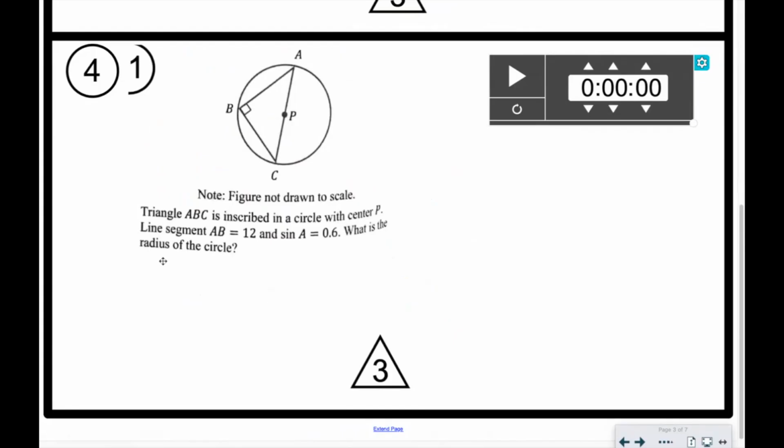On we go to number 4. So we've got a problem here where line segment AB is 12. Sine of A is 0.6. We'll get to that in a second. What's the radius of the circle?